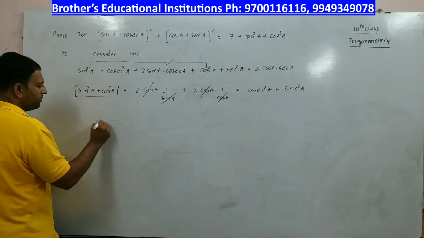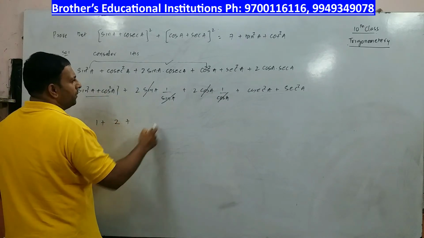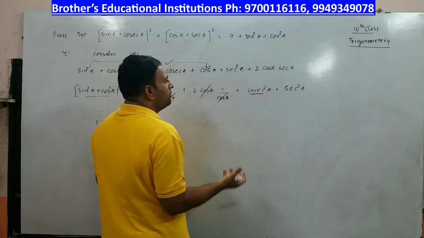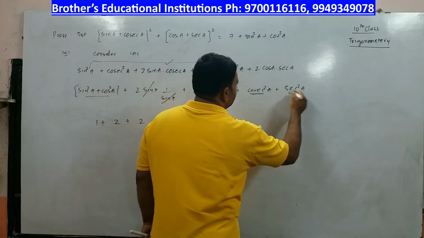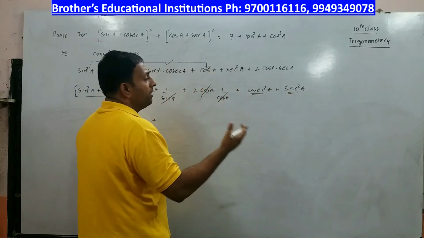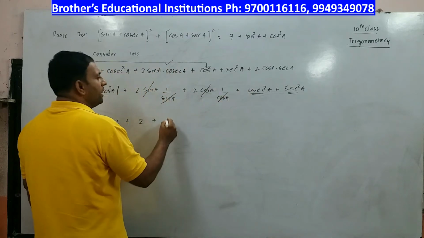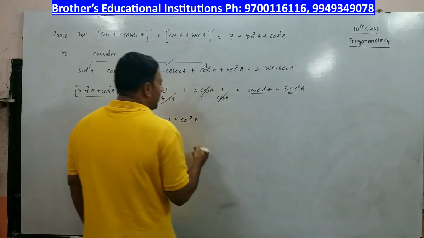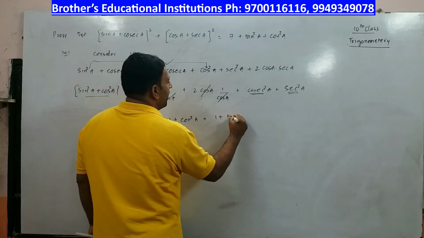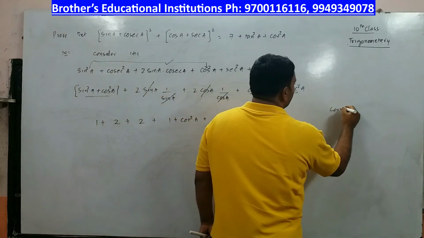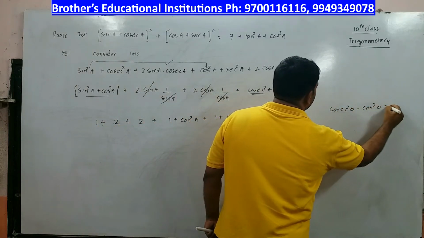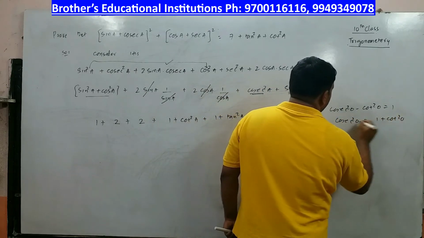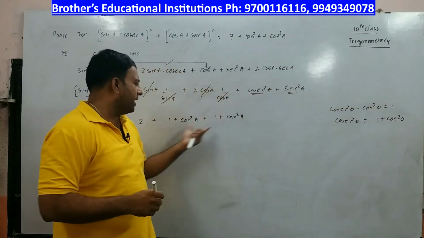What is sin square A plus cos square A? 1, plus 2, plus this is 2. Now you have to convert this in terms of cot, and this in terms of tan, using a trigonometric identity. So, cosecant square A can be written as 1 plus cot square A. Secant square A can be written as 1 plus tan square A. Why? Because we have the identity cosecant square theta minus cot square theta is equal to 1. So, therefore, cosecant square theta is equal to 1 plus cot square theta. So, if I want to write cosecant square A, I will write it as 1 plus cot square A.